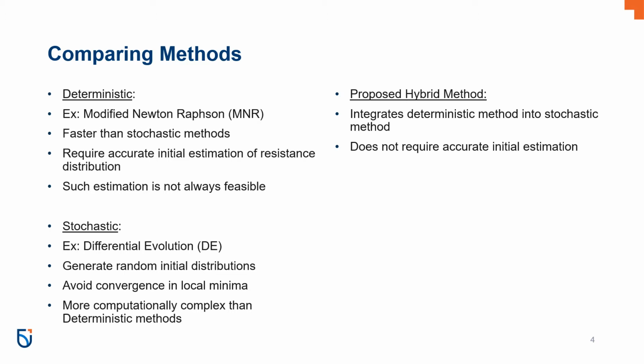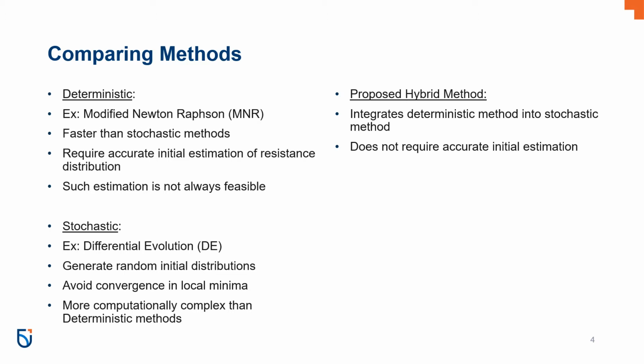However, it does require an initial estimation to start the algorithm off, and this estimation has to be close to the true distribution of the medium of interest, or else the results may not converge or it might produce a result that is not acceptable.